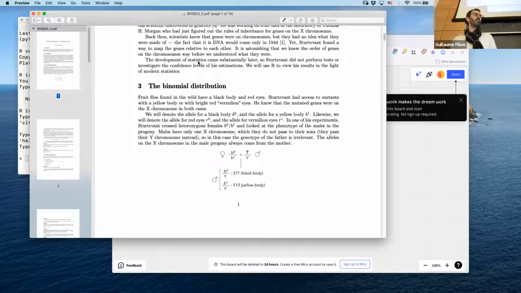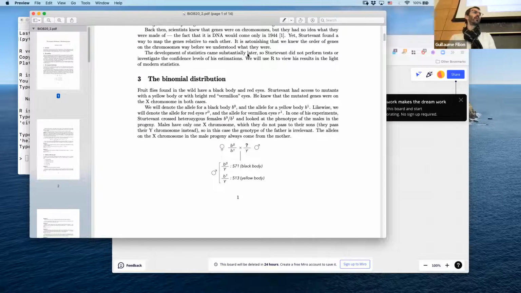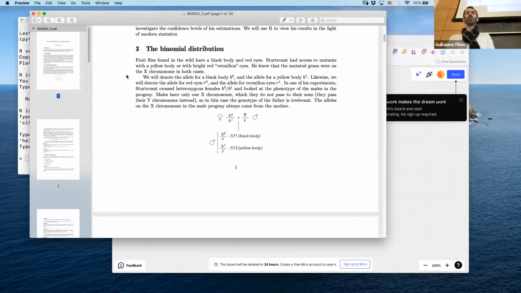The development of statistics came substantially later, so Sturtevant did not perform tests or investigate the confidence levels of his estimations. We will use R to view his results in the light of modern statistics, of course. Statistics were starting to be developed.